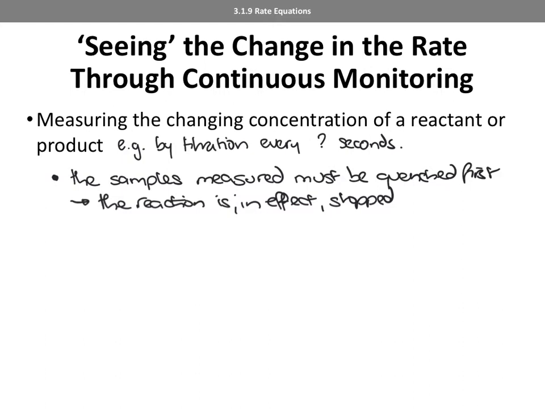And finally, you could dilute the reaction mixture. If you dilute the reaction mixture, you massively decrease the concentration. You hopefully, in effect, stop the reaction. But what you're not doing is changing the number of moles, and that's what you're measuring. That's what you're doing the titration against.